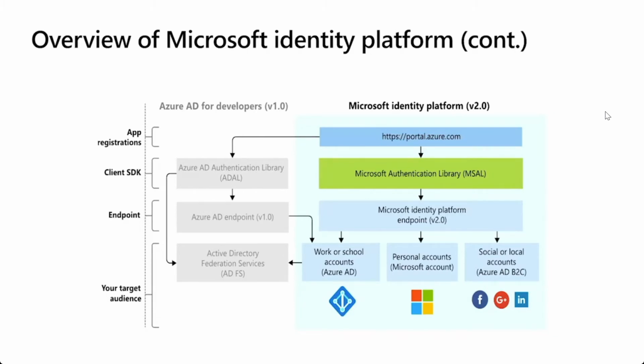So one of the primary things you'll notice that's different here is that when you're dealing with the Microsoft Identity Platform, we've got the Microsoft Authentication Library, which is then going to talk to the Microsoft Identity Platform Endpoint v2, which has access to not just the tenant work or school accounts inside of Azure AD, but also personal accounts with Microsoft accounts. Those are the Live IDs and those similar accounts, as well as social or local accounts. This is that Azure AD B2C. This is going to allow maybe a user to come in from their Facebook account, Google, GitHub account, LinkedIn, etc.